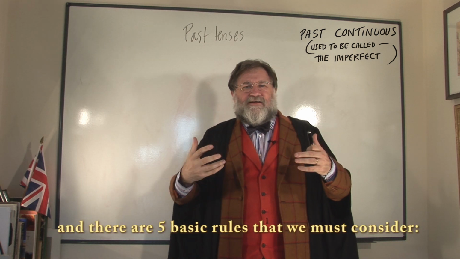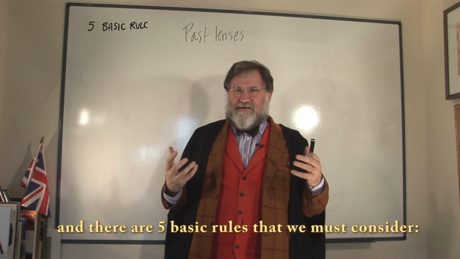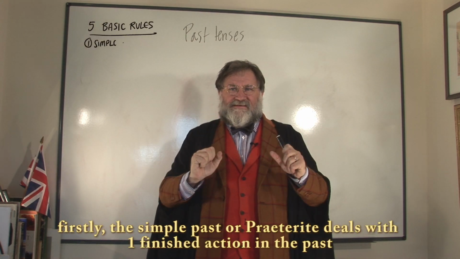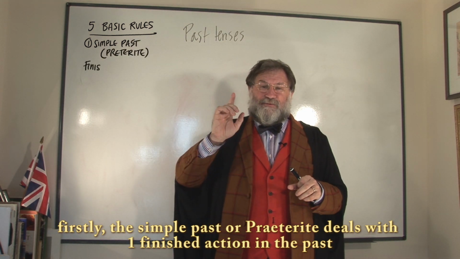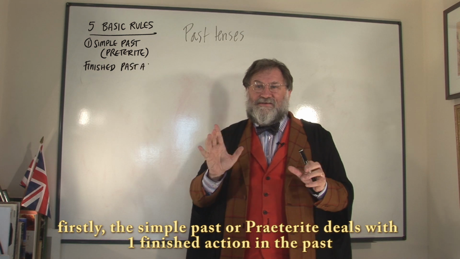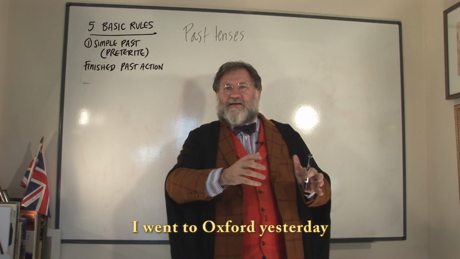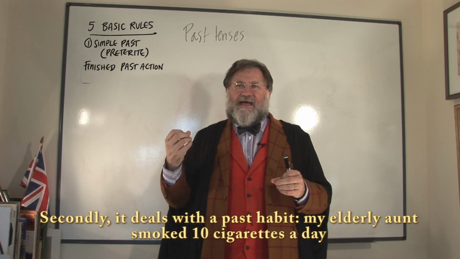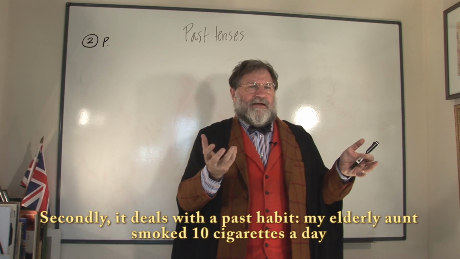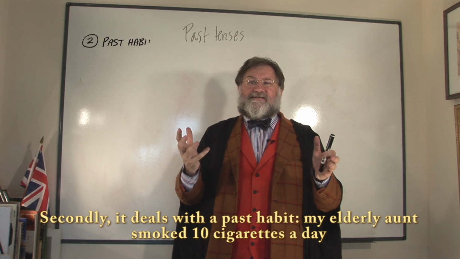And there are 5 basic rules that we need to consider. Firstly, the simple past, or the preterite, deals with one finished action in the past. I went to Oxford yesterday. Secondly, it deals with a past habit. My elderly aunt smoked 10 cigarettes a day.